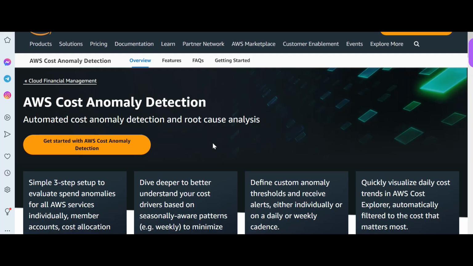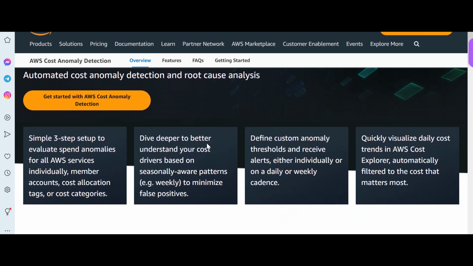This will help you. This is a feature designed for it. It is a simple three-step setup to evaluate your spend anomalies. For all AWS services, you can do it individually also. For example, for EC2 instances, just tell me if I ended up spending more. Or you can do it at the account level, or you can do it at the tag level. It will dive deeper to better understand your cost drivers.